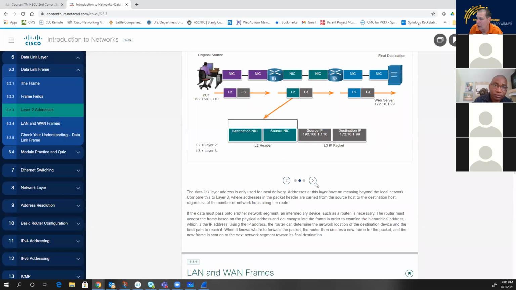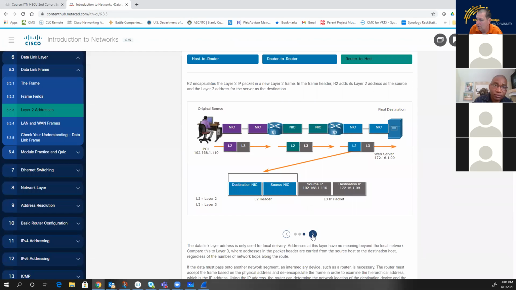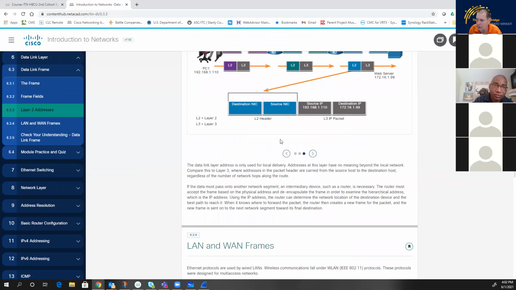Okay. Notice again, every single hop, the router is rewriting layer 2. It's not rewriting layer 3, unless we're doing that, which we're not doing in this class right now, but it is rewriting layer 2 at every single hop to match the source and destination layer 2 addressing.